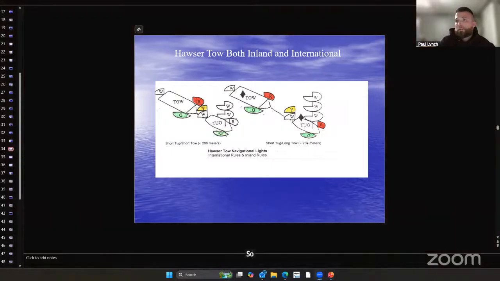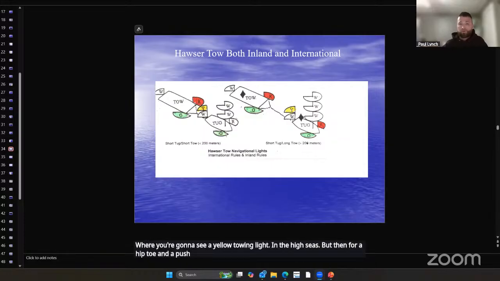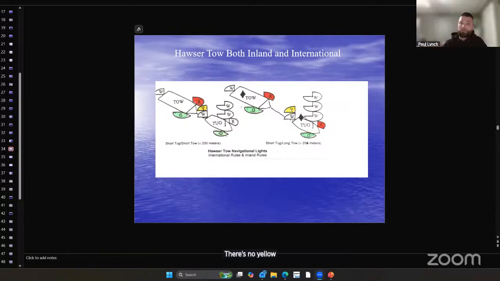So then we have a pusher tow and a hip tow. So that's when we've got to think, okay, a hawser tow is the only kind of tow where you're going to see a yellow towing light in the high seas. But for a hip tow and a pusher tow, there are no yellow lights in the high seas, in international waters. It's inland only.